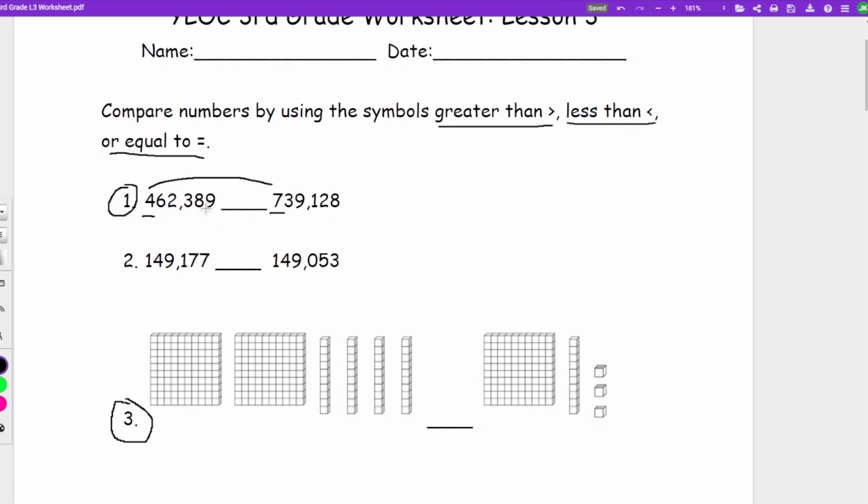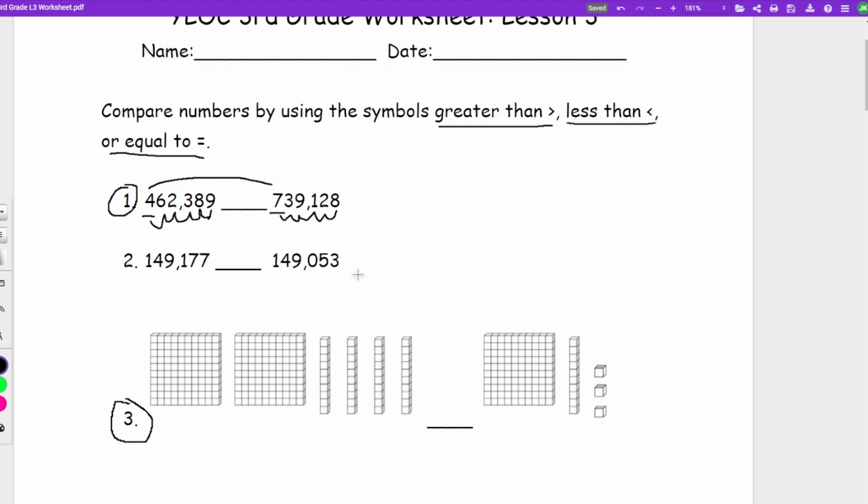So this 4 is in what? The ones, tens, hundreds, thousands, 10,000s, 100,000s. So this 4 is in the 100,000s place, and the 7 is also in the 100,000s place. So I can check them.